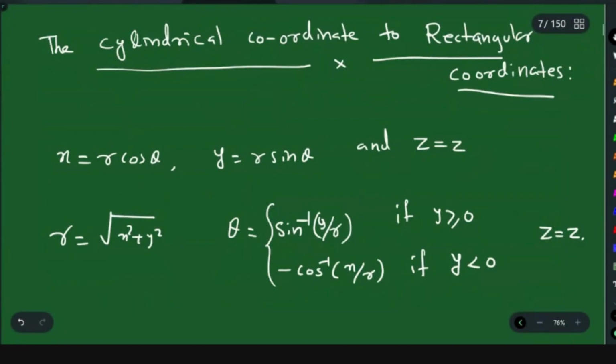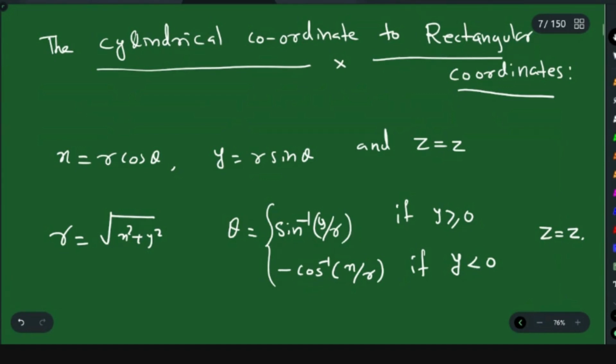I think you are familiar with these things. You may have seen them in vector calculus, most of the time when using triple integrals or double integrals. So these are the conversion formulas: x equal to r cos theta, y equal to r sin theta, and z equal to z. And this is the reverse process.